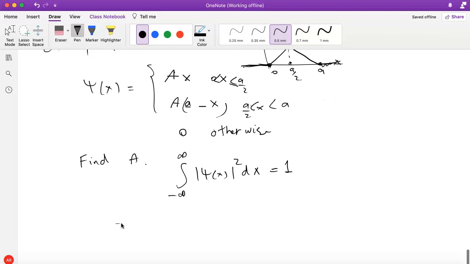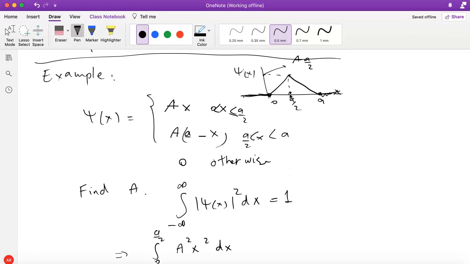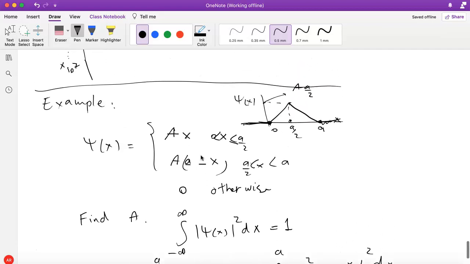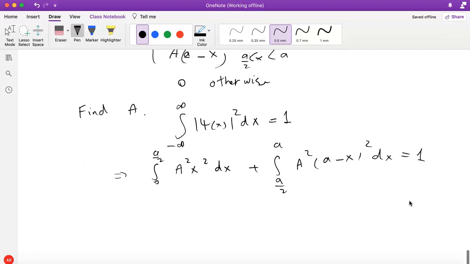So this gives me the integral from 0 to a over 2 of A squared x squared dx, the integral from here to here of the wave function in that region, plus the integral from a over 2 to a of A squared times a minus x quantity squared dx, the wave function in this region squared. This sum must be 1. And that's something that will determine the normalization constant for me. So I can do these integrals and find it.